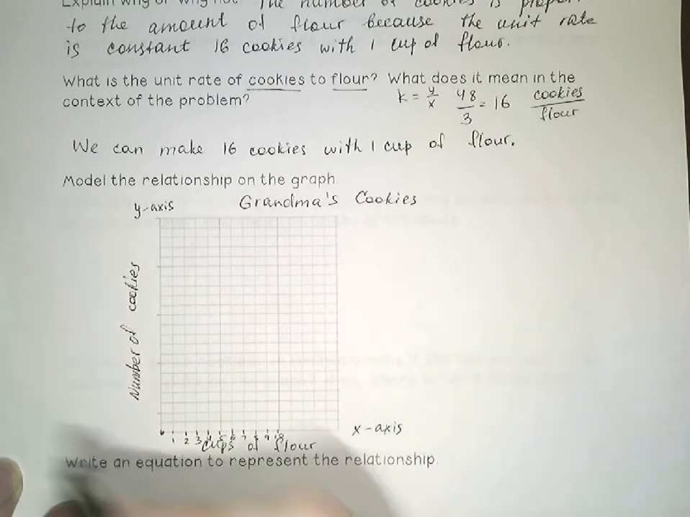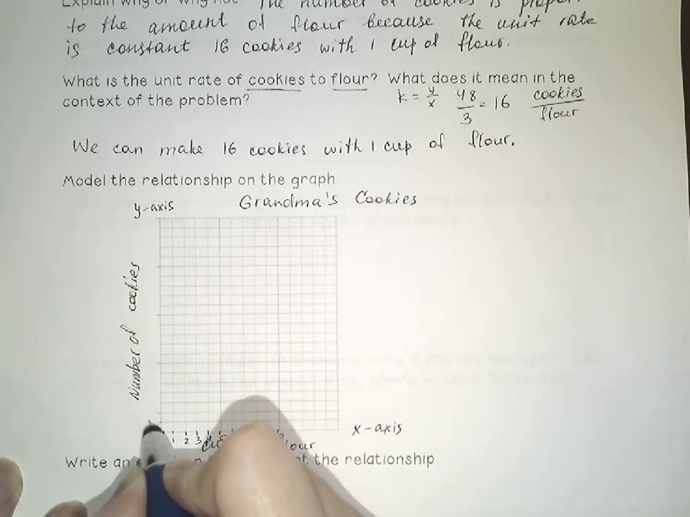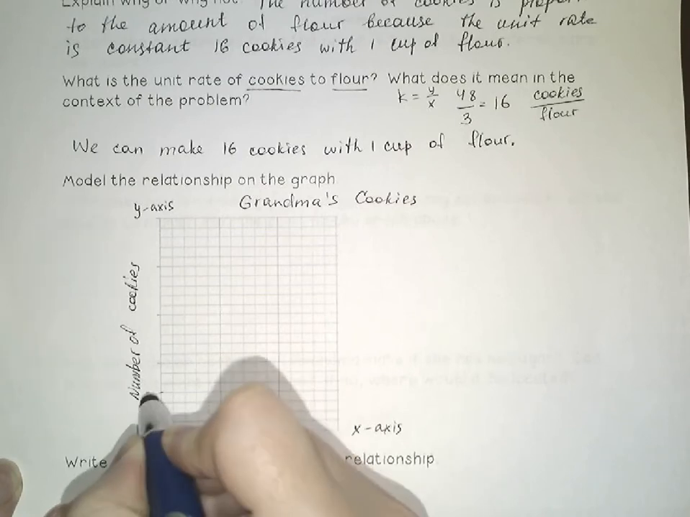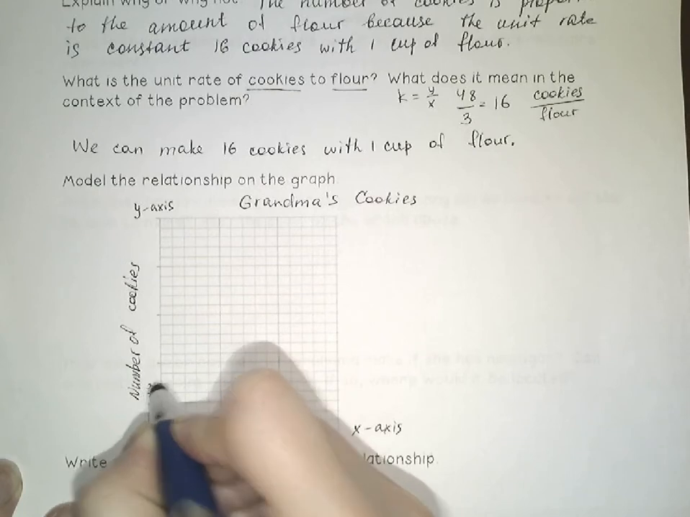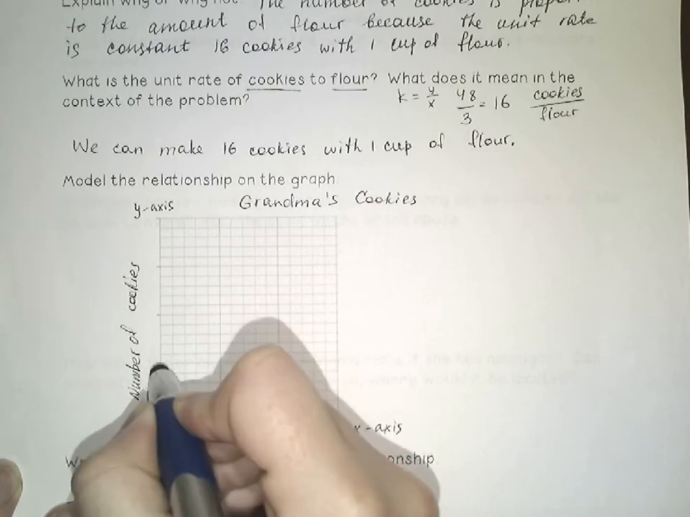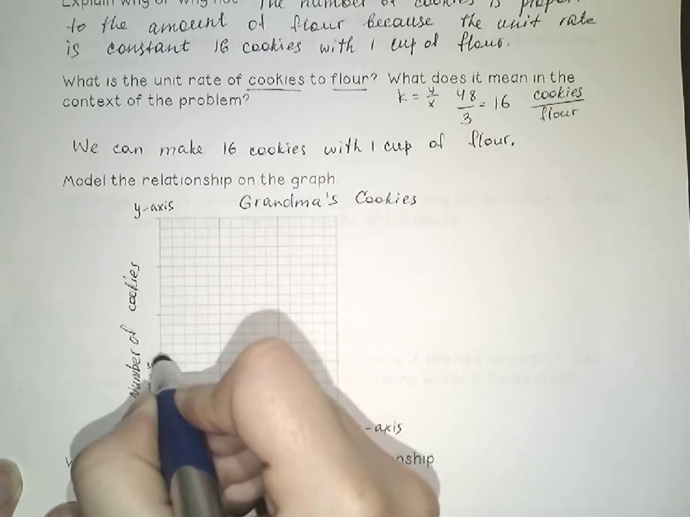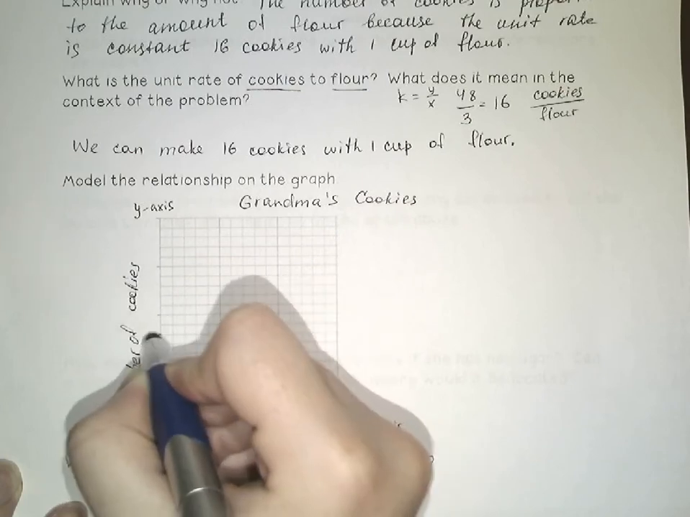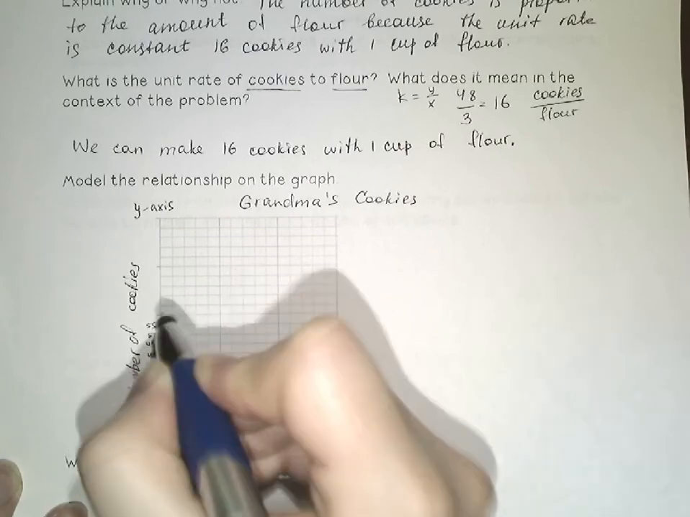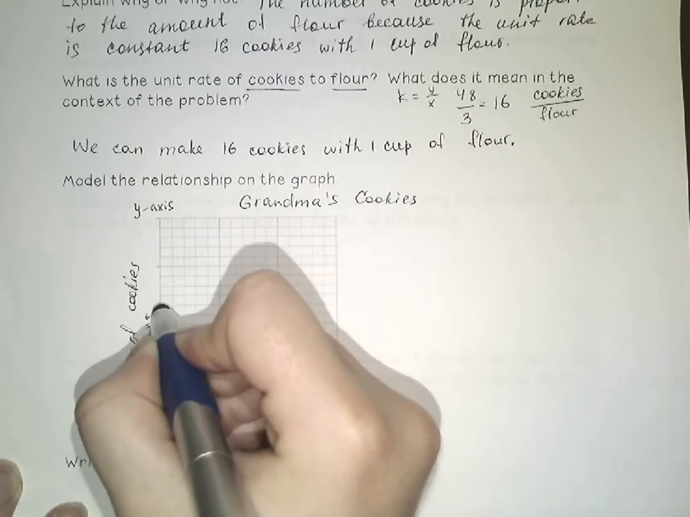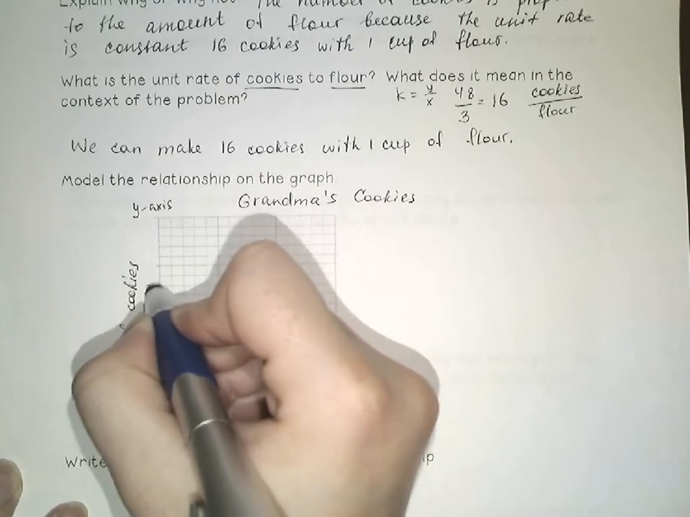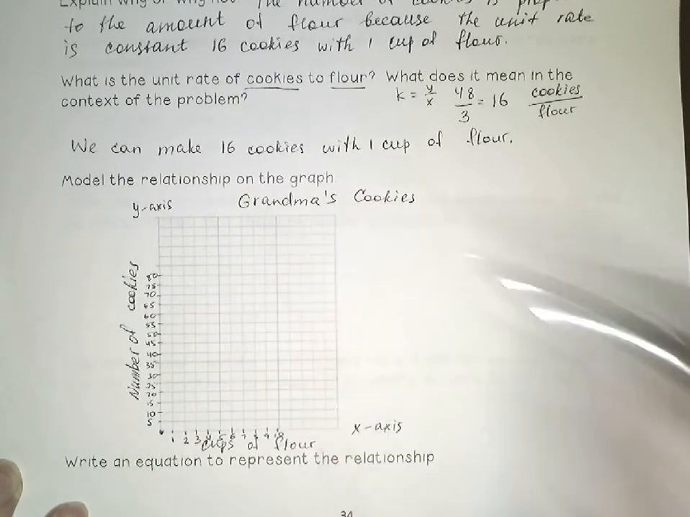With the number of cookies, let's count by 5. So we'll have 5, 10, 15, 20, 25, 30, 35, 40, 45, 50, 55, 60, 65, 70, 75, 80. And I'm going to stop here because 80 is my highest number.